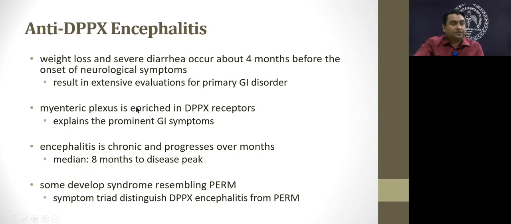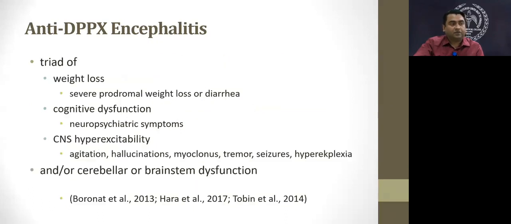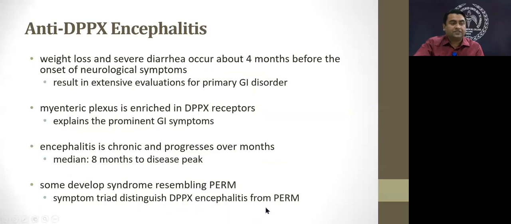Why does this occur? Because the myenteric plexus is also enriched with DPPX receptors. The encephalitis here, like you previously mentioned, is chronic and slowly progressing over months from the onset of the GI illness. Some may develop a syndrome resembling PERM, with a symptom triad of weight loss, CNS hyperexcitability, and cognitive dysfunction, which helps us differentiate it from progressive encephalomyelitis with rigidity and myoclonus syndrome.